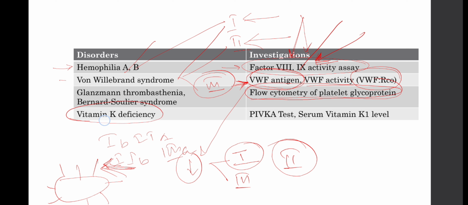In vitamin K deficiency, there is the PIVKA test. In the PIVKA test, we see the vitamin K deficiency, and it is better to do a serum vitamin K1 level. If the K1 level is decreased, then there is vitamin K deficiency. So these are the tests which are done in bleeding problems. Thank you.